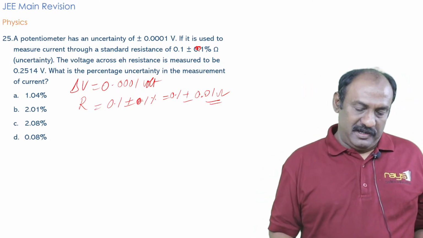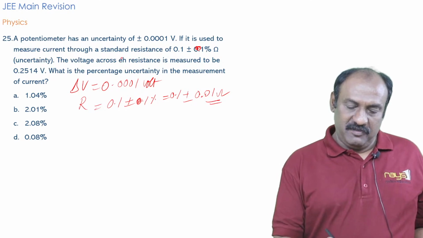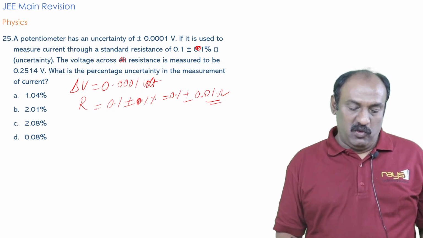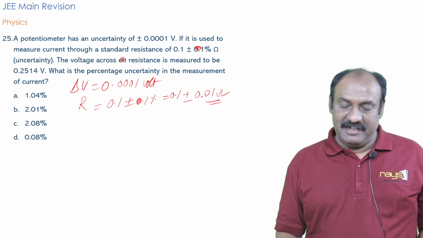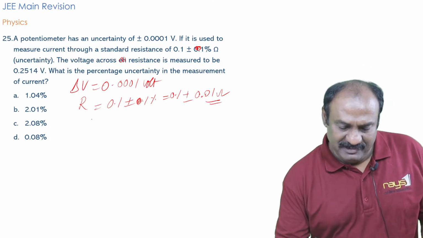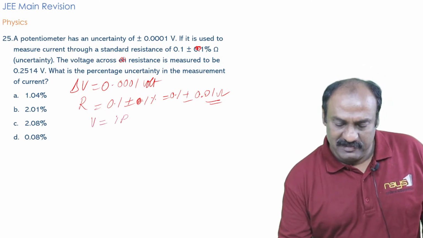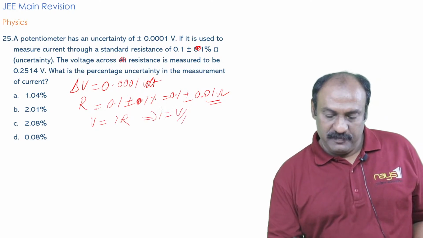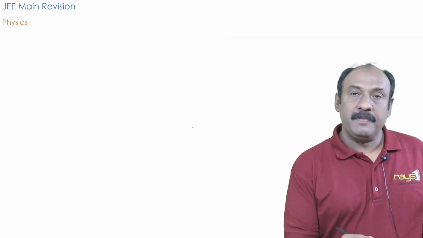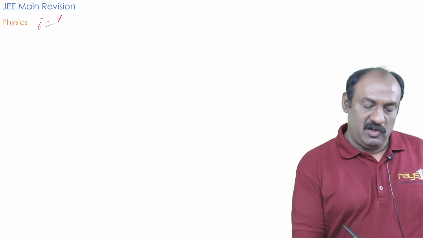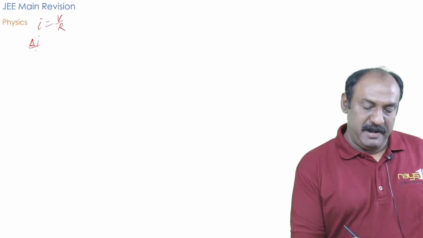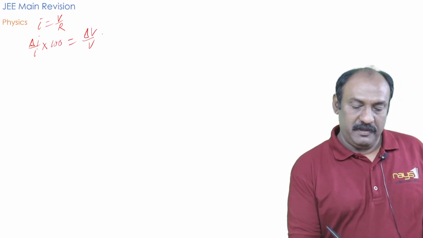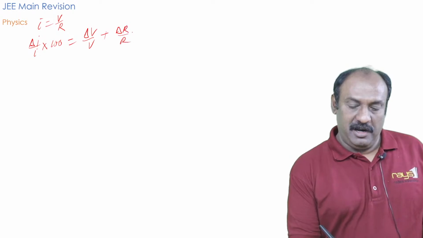Okay, now what do we want? The voltage across the resistance is measured to be 0.2514 volt. What is the percentage of uncertainty in the measurement of current? What is the basic equation for voltage in terms of current and resistance? V equal to IR. So from this, I equal to V by R. So what is the error in the measurement of current? I equal to V by R, so delta I by I into 100 is equal to delta V by V plus delta R by R into 100.